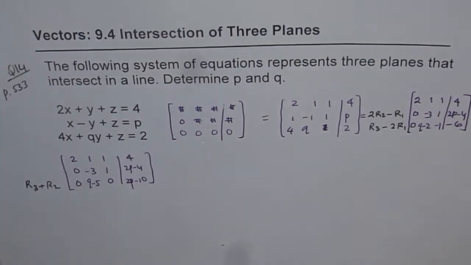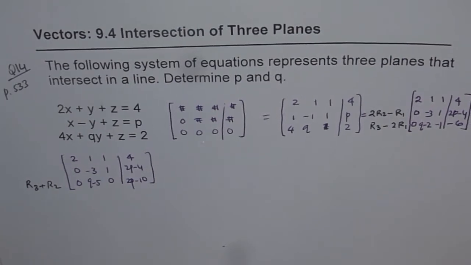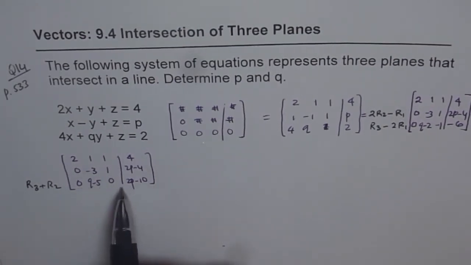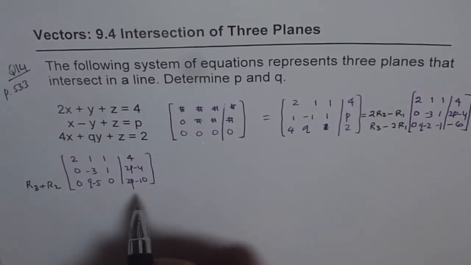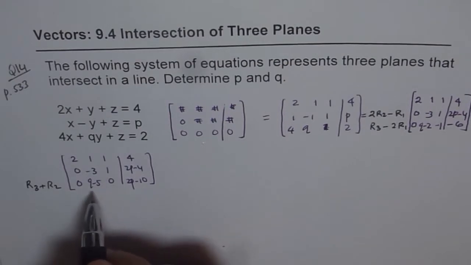So that is what you get. Now, since the solution is a line, the last row should be 0 equals to 0. Do you understand that part? So the last row has to be 0 equals to 0. So that gives us two particular equations.